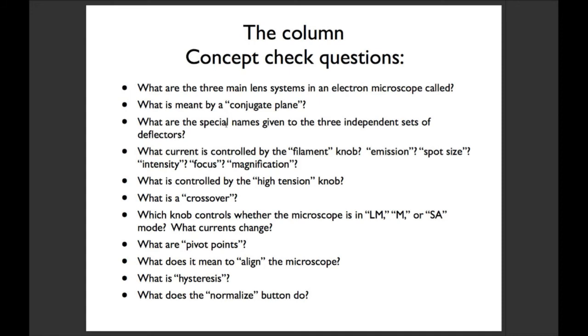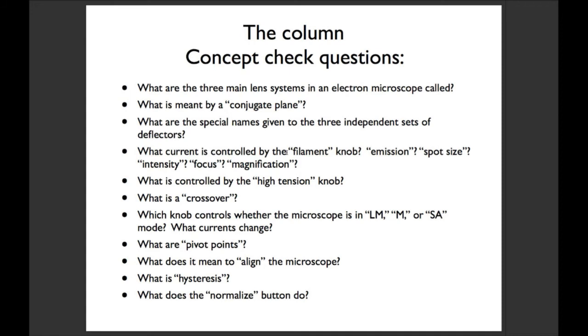To the 3 independent sets of deflectors: the gun deflector, which is in the condenser system, the beam deflector, which is in the objective, and the image deflector, which is in the projection system. The filament knob controls the intensity. The filament knob controls how hot the filament gets.